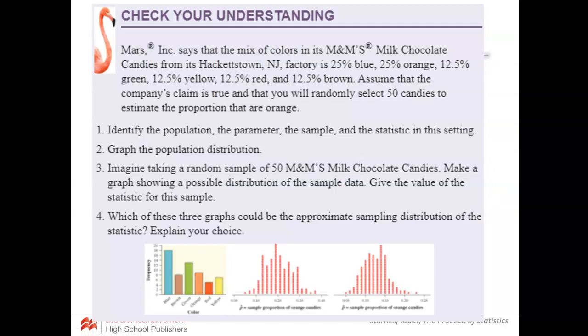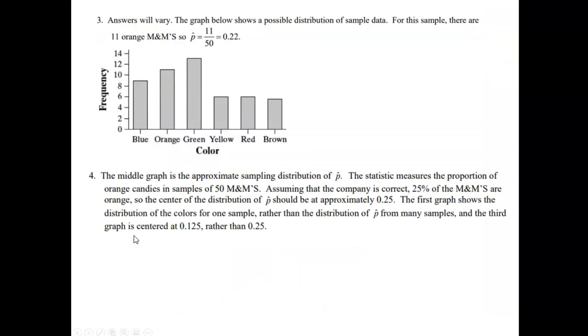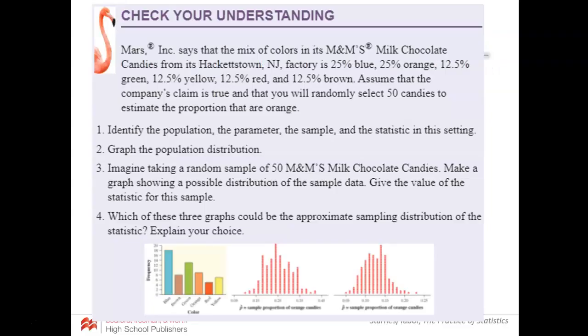Which of these 3 graphs could approximate the sampling distribution of the statistic? Explain your choice. So they want the sampling distribution of the statistic. And spoiler alert, the middle graph is the approximate sampling distribution of p-hat. The statistic measures the proportion of orange candies in the sample of 50 M&Ms. So assuming that that 25% thing is right, this is really hard to read, 25% here is in the middle.